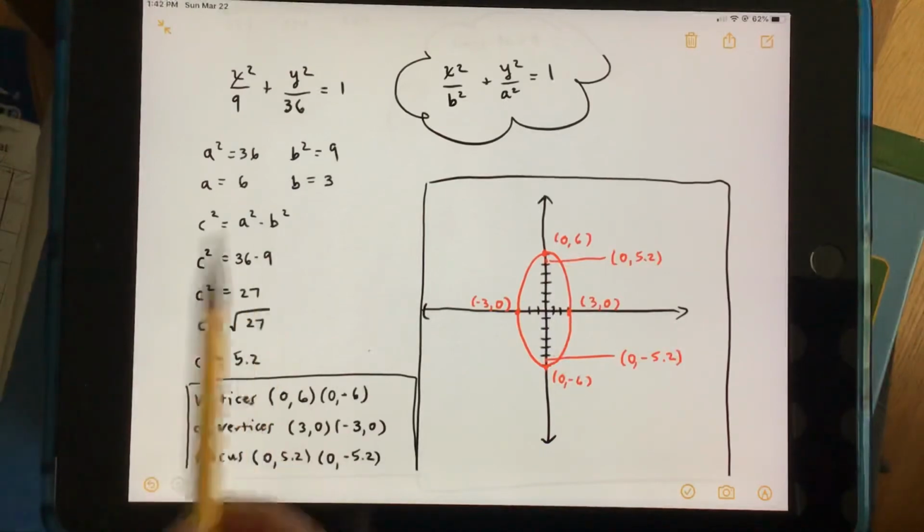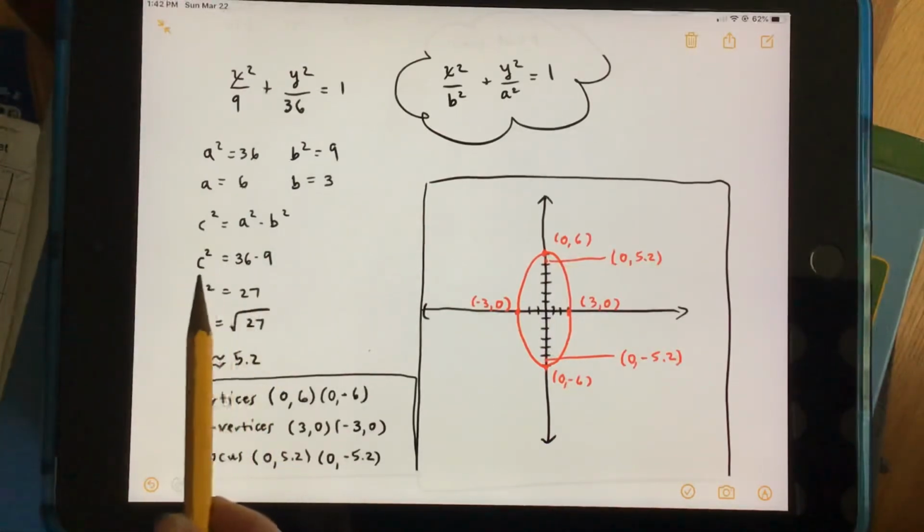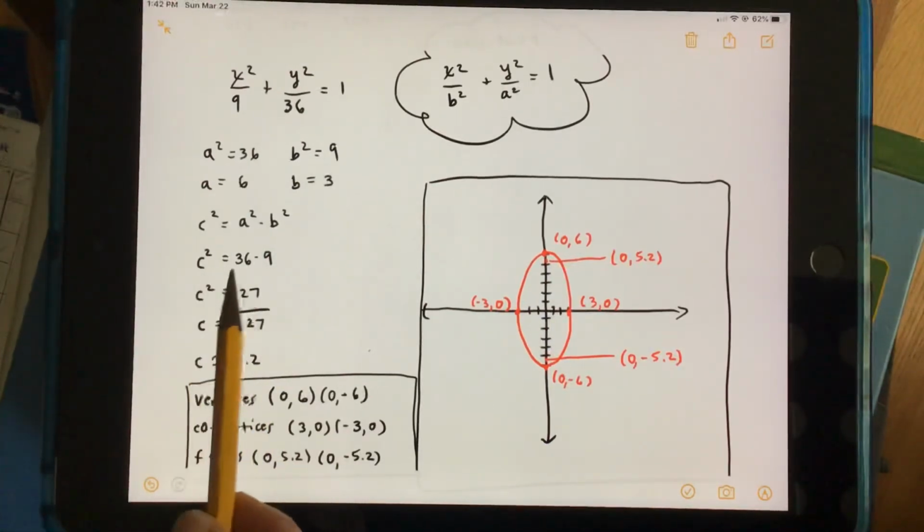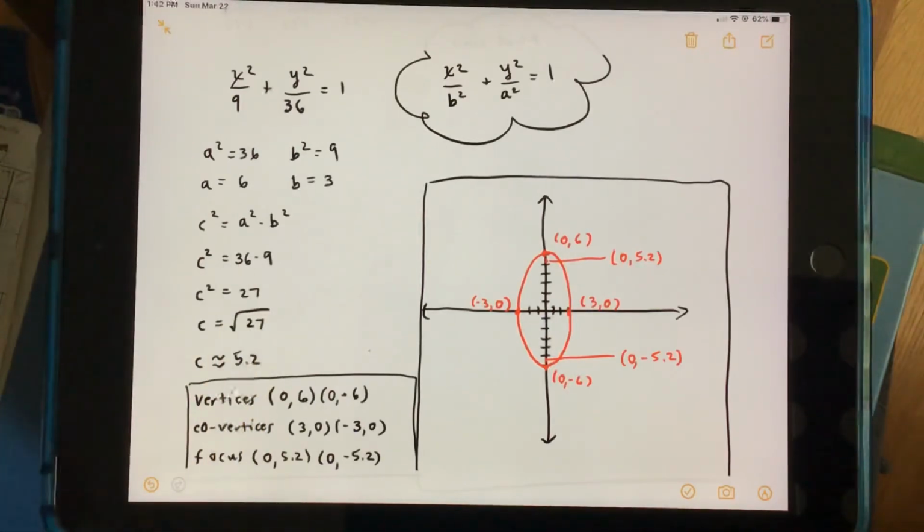C squared is equal to A squared minus B squared. Plug in my numbers for my A squared and my B squared. That's 36 minus 9. So this should always work out to be something positive, since we're always choosing the A squared to be the larger of the two numbers. When we subtract the larger minus the smaller, we should get a positive number here. If we get a negative, we're going to suspect that maybe something isn't quite right with our work yet, and we would want to go back and fix that.